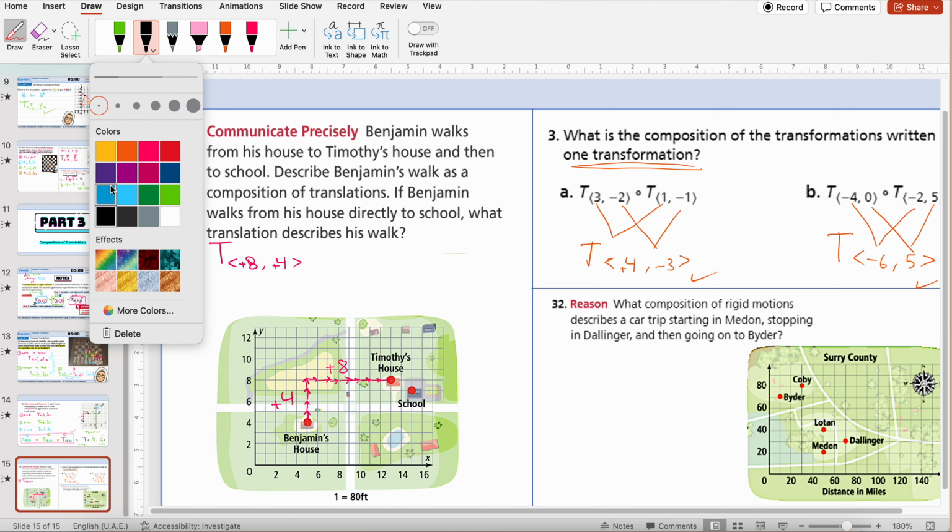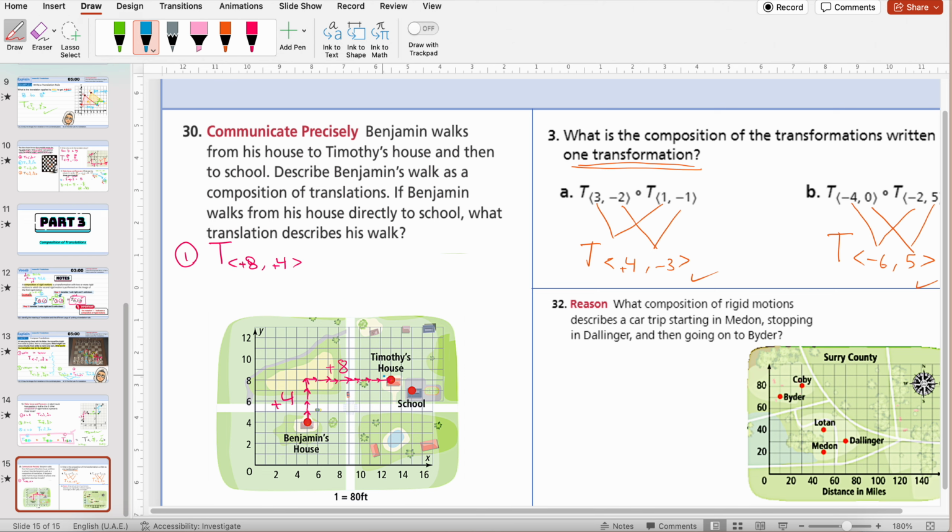The second one was from Timothy's house to school. 1, 2 to the right, 1 down. So how to write it down? 2 to the right, meaning 2 on X. 1 down, negative 1 on Y. Okay? What's the composition of translations?